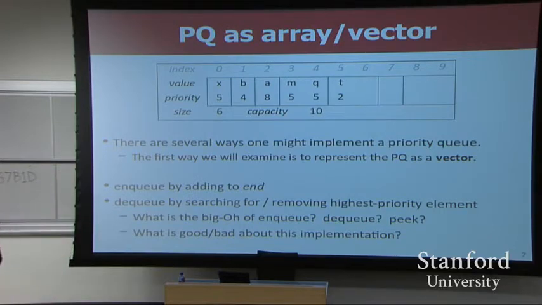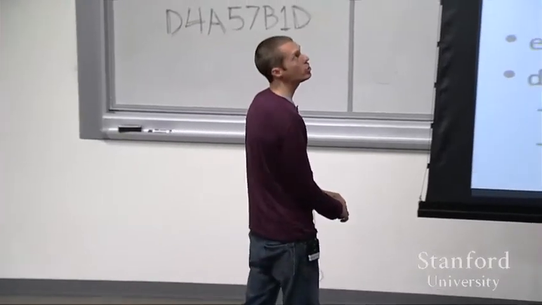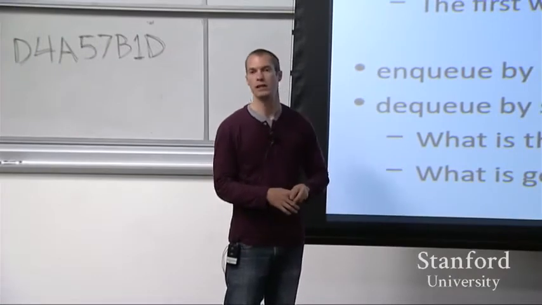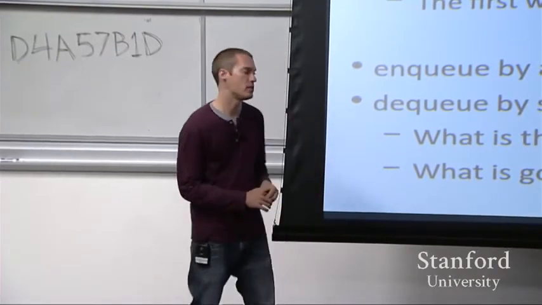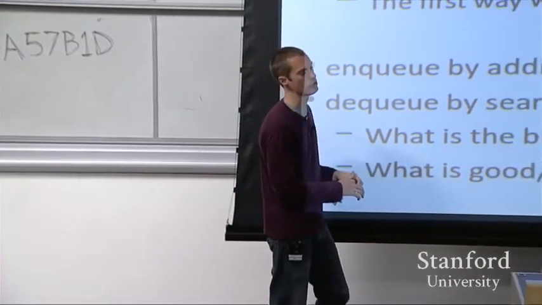Did you have a question? Yeah. Could you use a map for this? Sure, you'd have to keep a map from priorities to elements or elements to priorities. Yeah, that's definitely an implementation strategy that you could use.